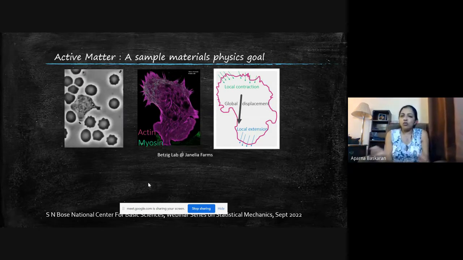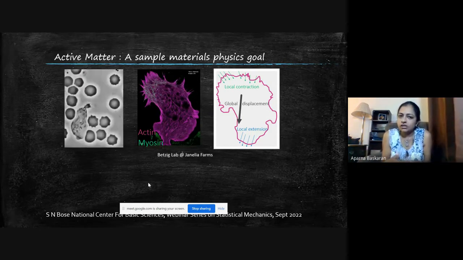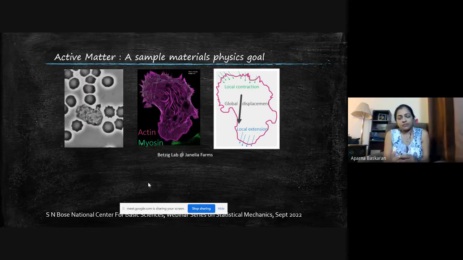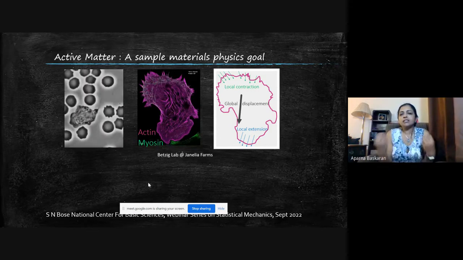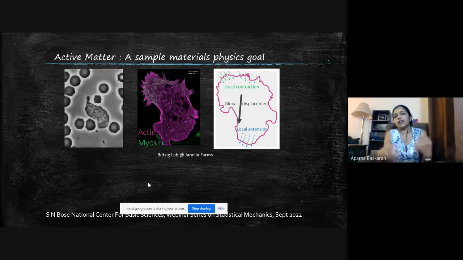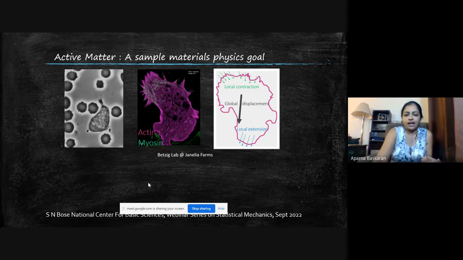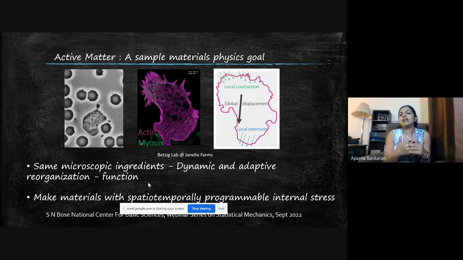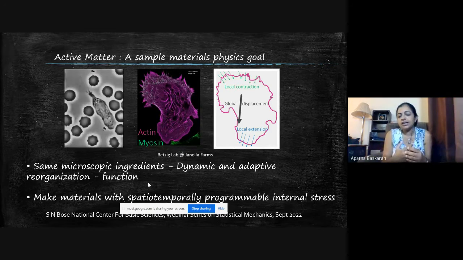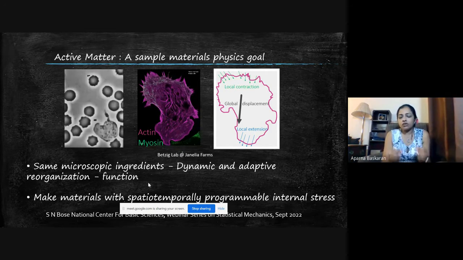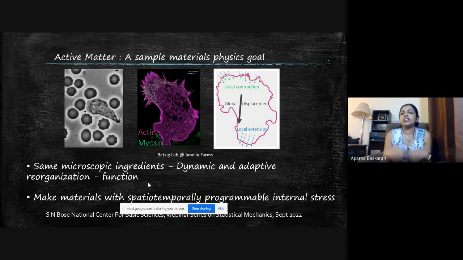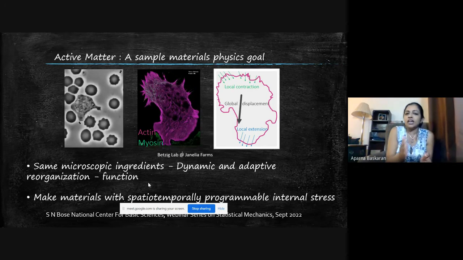Now that I know what is happening in terms of forces and stresses and so on, can I make me one of these? Now, let's abstract this out a little bit beyond this particular system of actin and myosin and a cell and things like that, and ask what are the general ingredients I need, general infrastructure I need. I need the same microscopic ingredients to be able to dynamically and adaptively reorganize. That is what I need to get function.